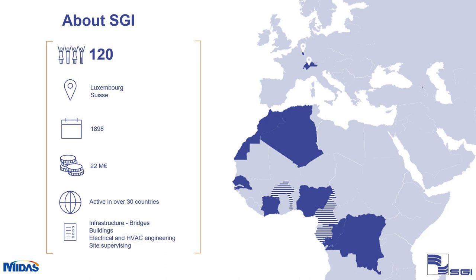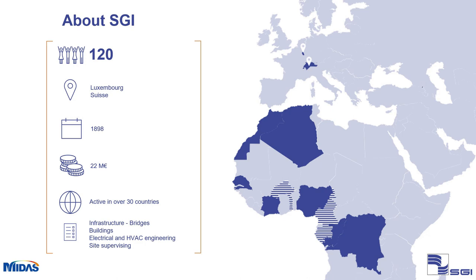Now let me introduce SGI. SGI is a medium-sized company with around 120 employees. Before being called SGI, that means General Society for Industry, the company was created in 1898 as the Franco-Swiss Society for Electrical Industry. Today, our company is composed of two offices, one in Luxembourg and the other in Switzerland. The company reached 22 million euros in benefits and is active in over 30 countries.